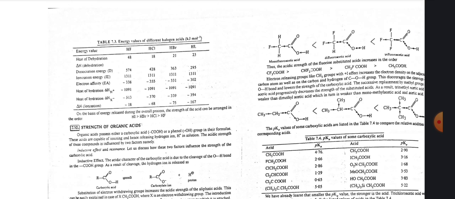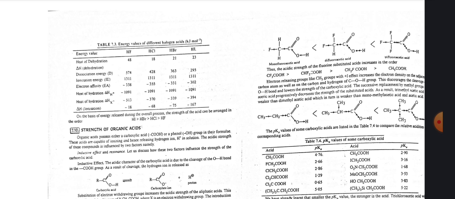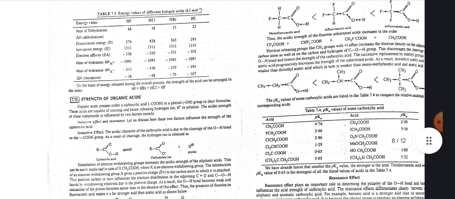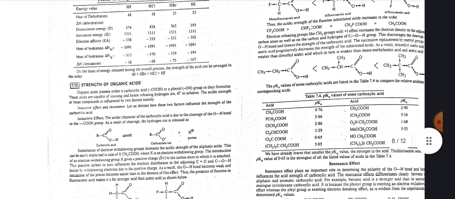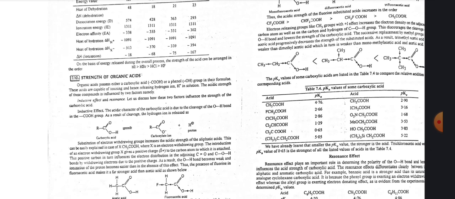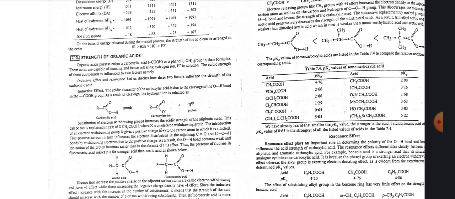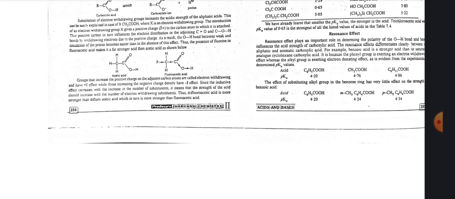Electron releasing groups like CH3, with the plus I effect, increase the electron density on the adjacent carbon atom as well as on the carboxyl group. This discourages the cleavage of the O-H bond and lowers the strength of the carboxylic acid. We have already learned that the smaller the pKa value, the stronger is the acid. Trichloroacetic acid, with pKa value 0.65, is the strongest of all the acids listed in the table.